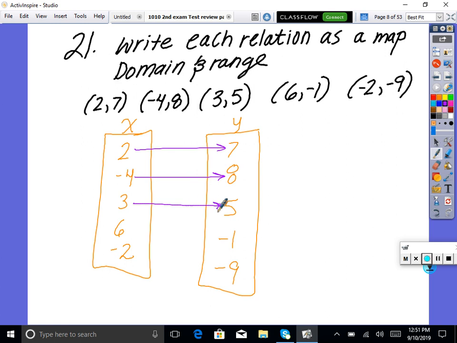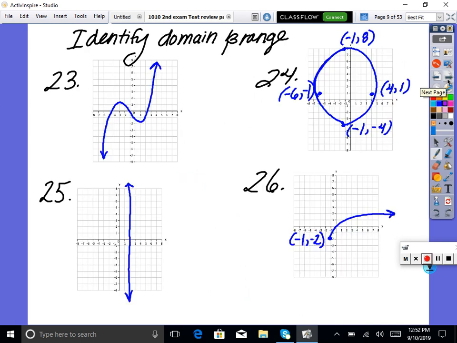3 was to 5. Now, really, it would probably be best to reorder this in order from least to greatest, but I'm not going to be picky. And same thing here, reorder this from least to greatest, and then point the arrows accordingly. But I'm not going to be picky about it, so this would be good enough. It just understands that X values are domain, Y values are range. Input, output.